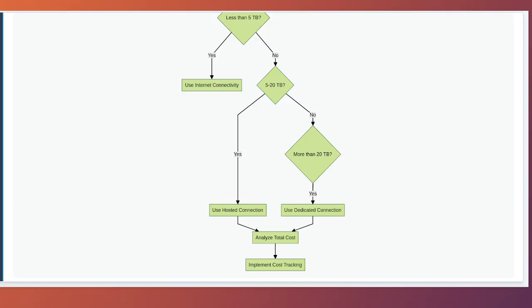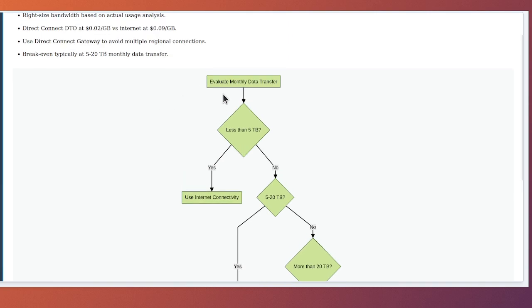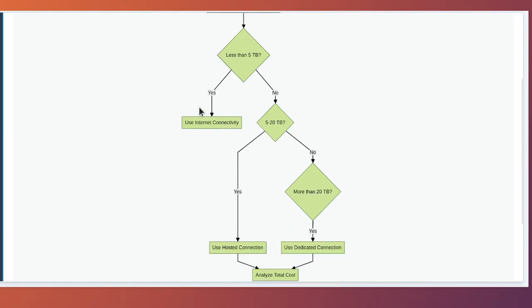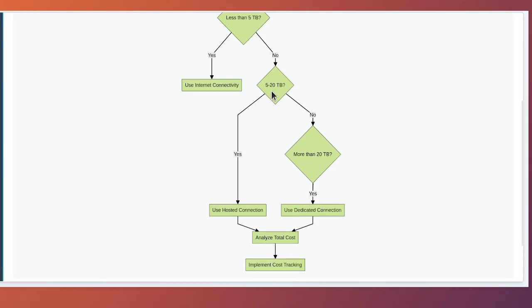The diagram shows a cost analysis decision tree. You start by evaluating your monthly data transfer volume. If you transfer less than 5 terabytes per month, the Direct Connect port charges may exceed your savings on data transfer, making internet connectivity more economical. Between 5 and 20 terabytes, a hosted connection with lower port charges makes sense. Above 20 terabytes, dedicated connections become cost-effective. The exact breakpoint depends on your specific pricing from AWS and your service provider, but this provides a general framework.